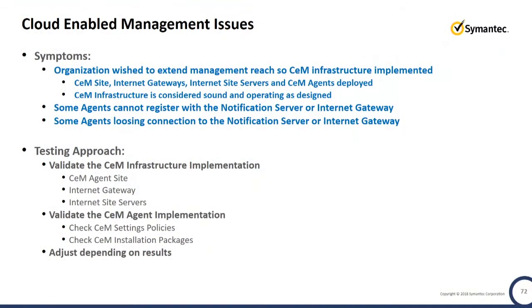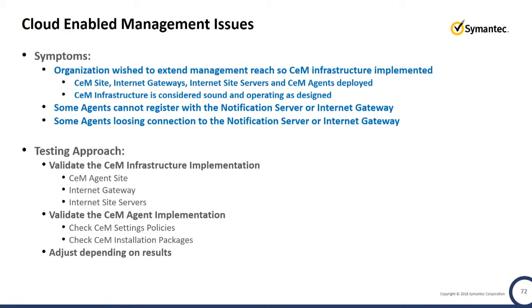All right, so cloud-enabled management issues. This can range from agents not registering to task servers through the cloud. We've got problems where we implemented cloud-enabled management, but the internet gateway is not passing communications. It could even be just losing connection between the NS and the internet gateway. Several different parts of it can be affected, but your testing approach is generally this.